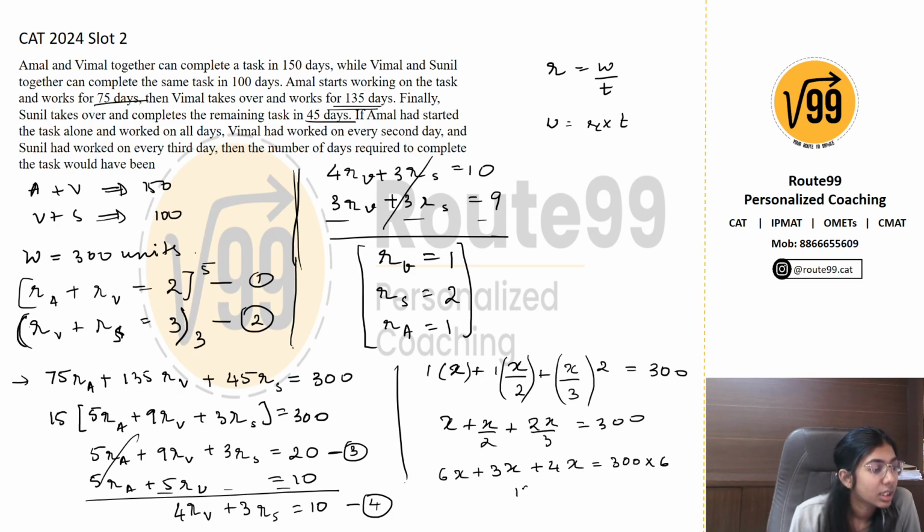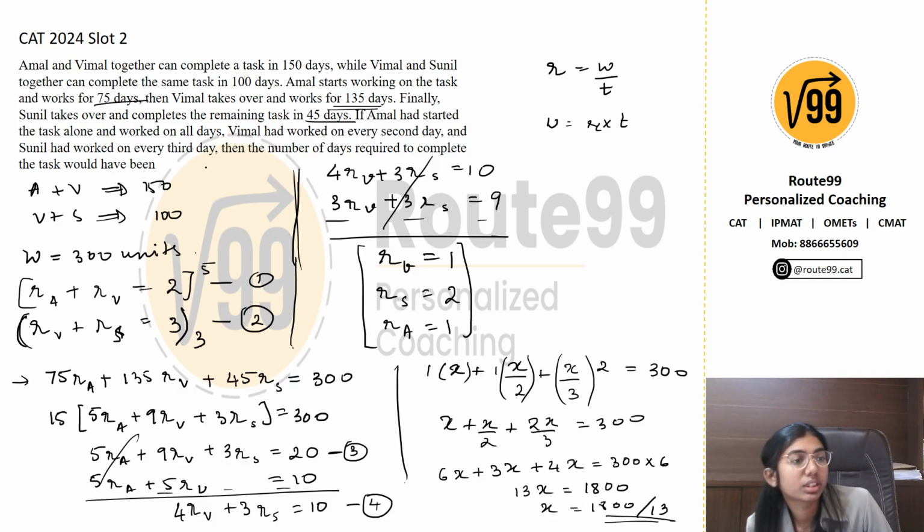This is 13X, which is equal to 1800. The value of X will be 1800 divided by 13. If you solve this, you get the answer as, I guess, 138 point something, which is 139. This is your answer.